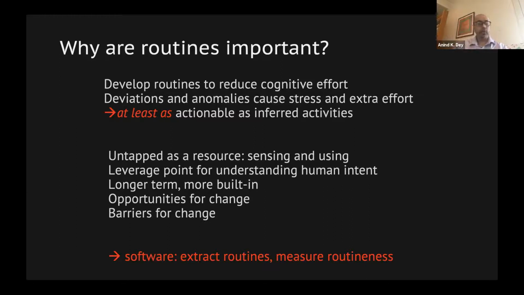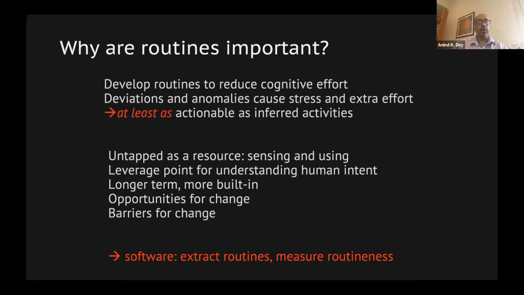So we are working on software to try and address all of these things. And really, the opportunity to study routines and make interventions, and I'll argue that interventions in the health domain, which is mainly where I work, are really a form of recommendation system.